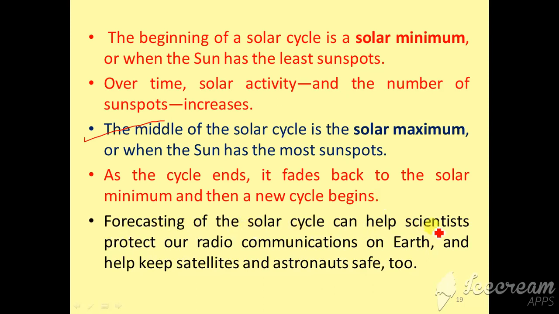Forecasting of the solar cycle can help scientists protect our radio communications on Earth and help keep satellites and astronauts safe too. So, if we understand the solar cycle and the number of sunspots, due to the increasing or decreasing magnetic field, we can easily predict the future effects on the Earth, on the communication system and our satellite missions or space missions.